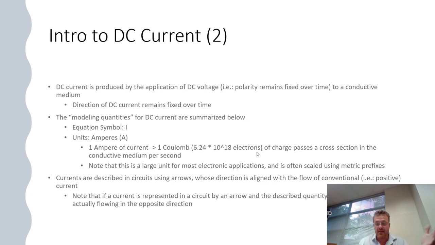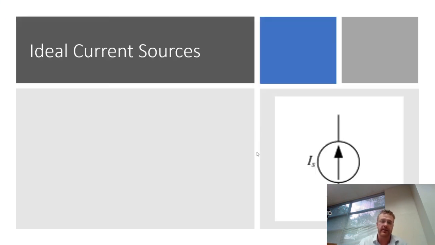Remember, I'm doing conventional current theory as we talked about. So when we draw an actual circuit, if we have a direction of current flow and it's positive, that is conventional current, assumed to be positive charge carriers. If we're modeling the flow of electrons, electrons are actually going the other way.